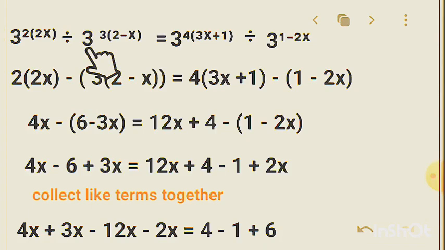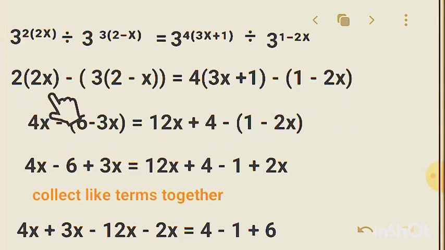And this minus into 3, because we already have a 3 outside, 3 into 2 minus x will be equal to 4 into 3x plus 1 minus 1 minus 2x. Remember, if we have more than one variable, we put a bracket so that we'll consider the signs.